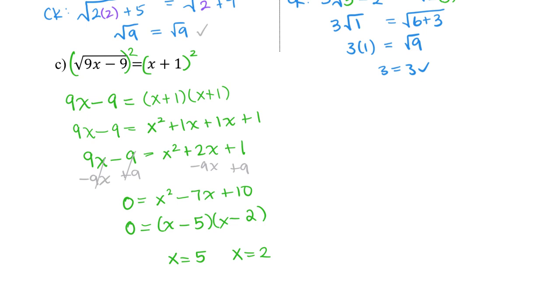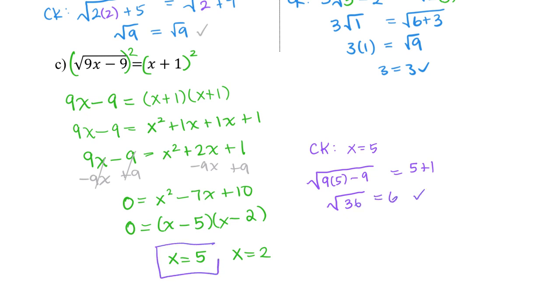Especially on these type of problems, we're much more likely to get an extraneous solution. Okay, I'm checking them in the original. I have to check both answers. So let's just start with 5. So 9 times 5 minus 9 equals, not 9 plus 1, what was x? 5 plus 1. Okay, 45 minus 9 is 36. Does 36 equal 6? It does. So this answer is totally good.